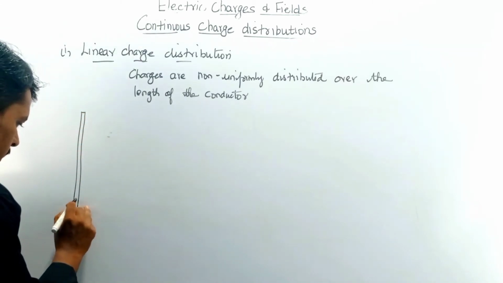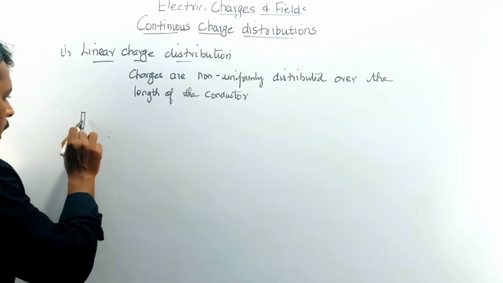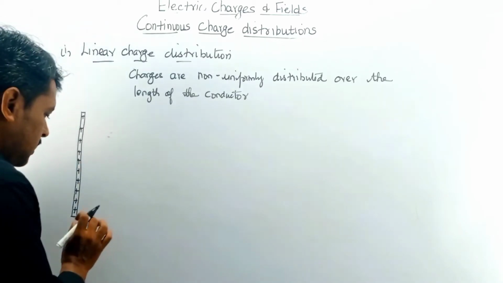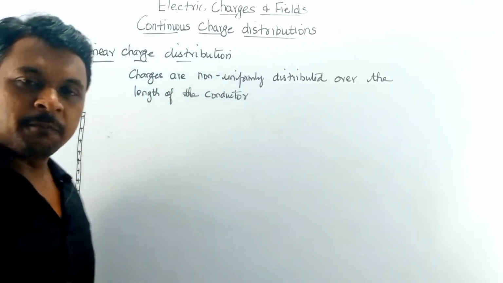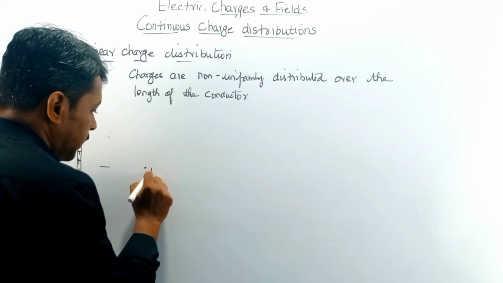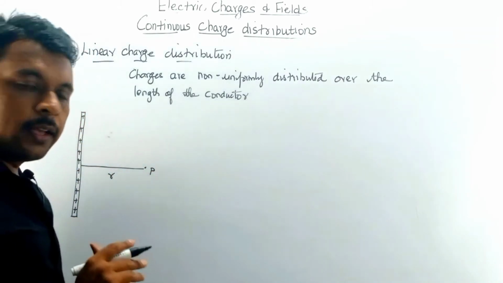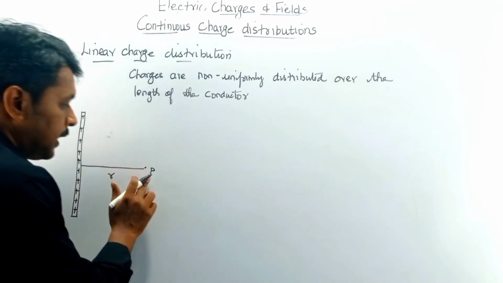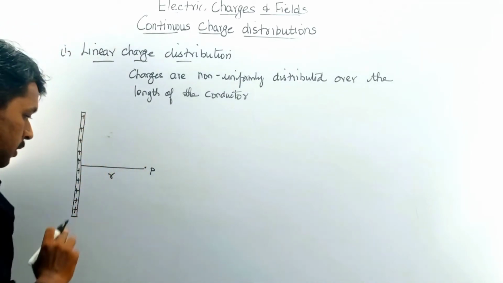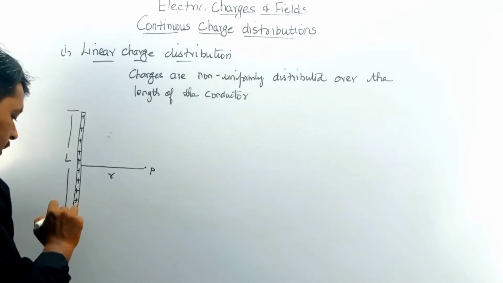Okay, so we see that charges are non-uniformly distributed over the length. Let us consider a line arrangement of charges. If you want to find the electric field at this particular point P, which is at a distance r, we need to find the electric field at this point P due to this arrangement of charges. See that the total length is given as L.